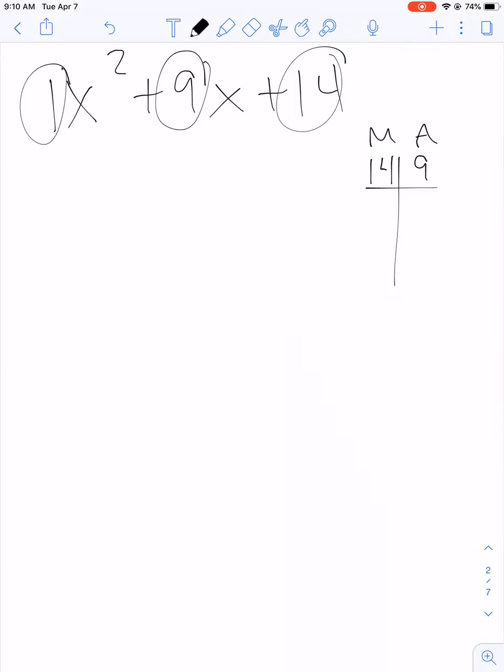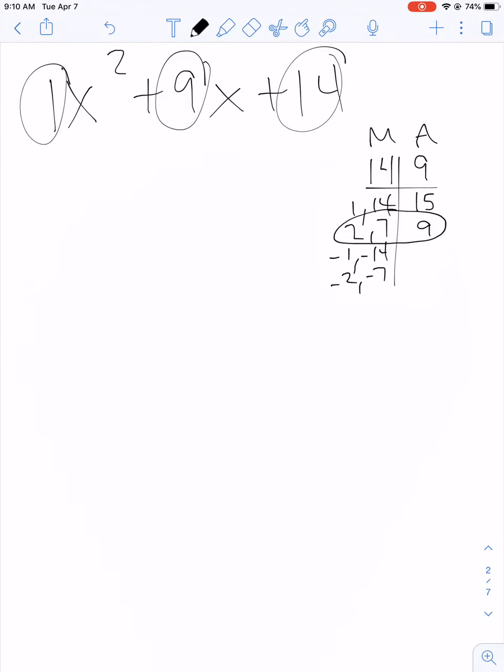All right. So I start listing all the numbers that multiply to be 14. 1, 14, 2, and 7. But don't forget also negative 1 and negative 14, negative 2 and negative 7. Now I just need to see what those add to be. 1 plus 14 is 15, 2 plus 7 is 9. And remember, once you find the one that works, you can go ahead and stop.